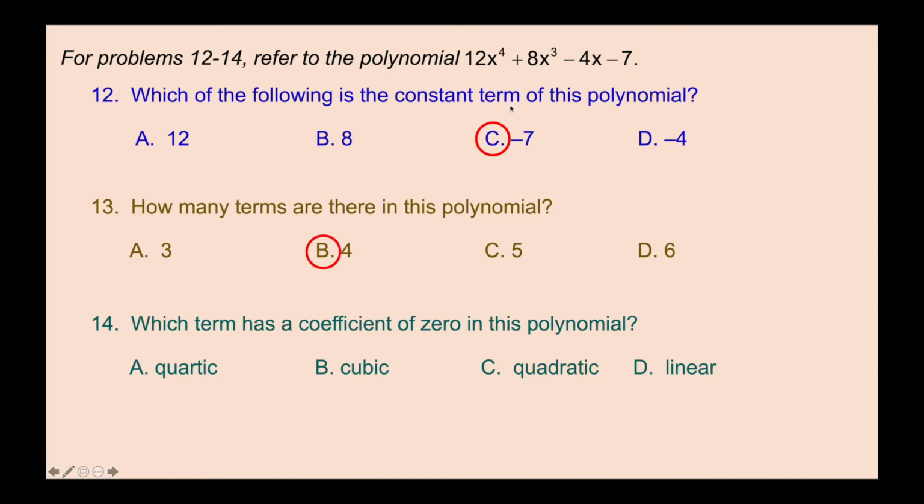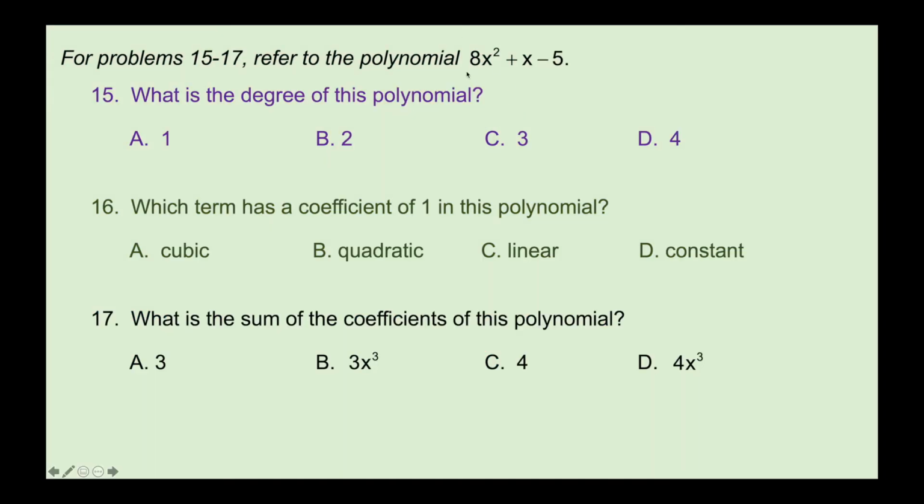And then for 14, it says which term has a coefficient of 0 in this polynomial. So that means that the variable would have to have a 0 in front of it, and the 0 in front of the variable is going to make that variable drop out. So as I'm looking through these, the quartic one has a coefficient of 12. The cubic one has a coefficient of 8. I'm missing my quadratic term. So that's the one that if I had to write this in, I would have to write that as 0x squared, and then that's going to make this an answer of C.